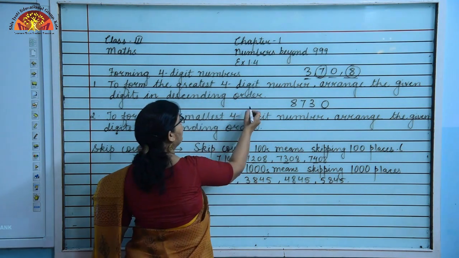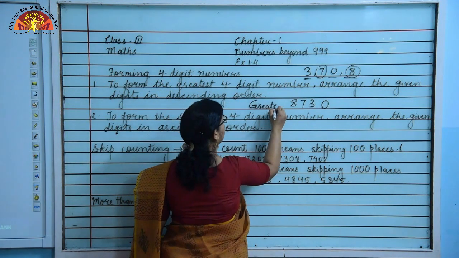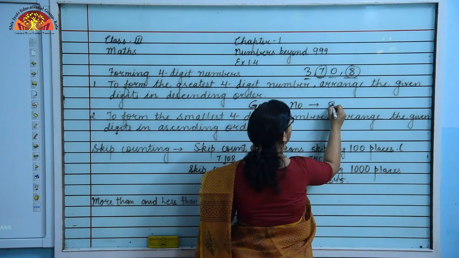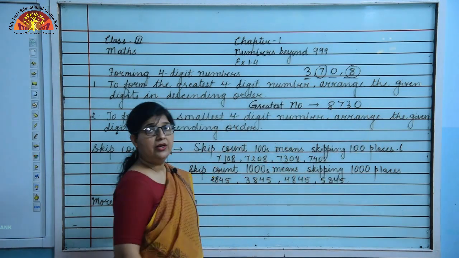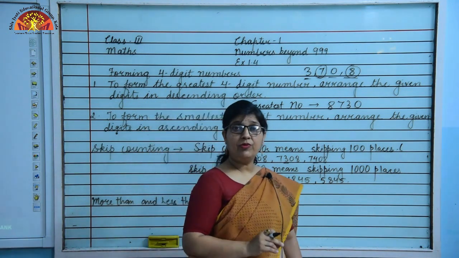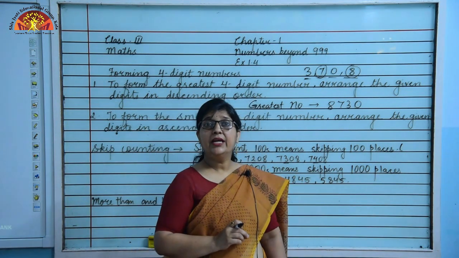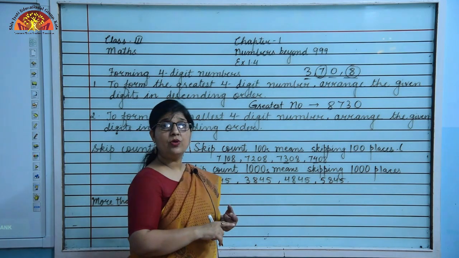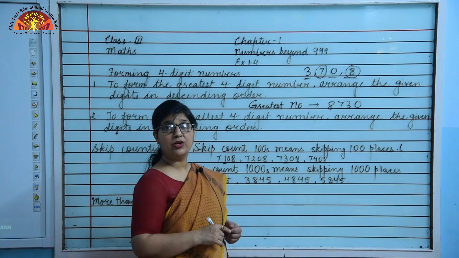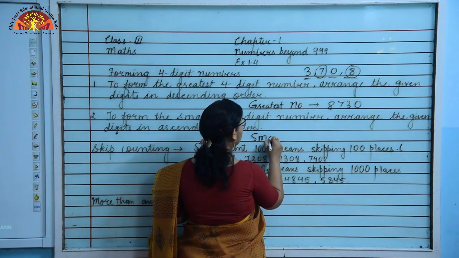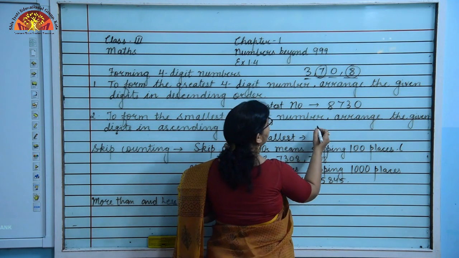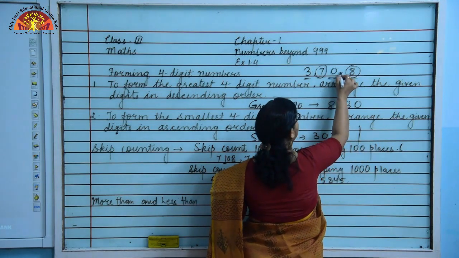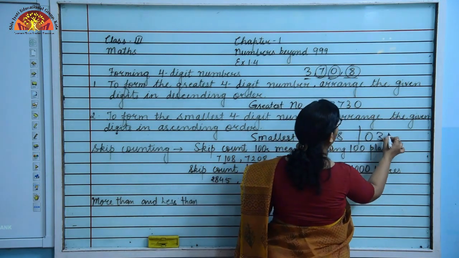So to form the greatest number, this is the greatest number of 4 digits, that is 8, 7, 3, 0. Now we want to find the smallest number. And to form the smallest number, what will we do? We will arrange these digits in ascending order, meaning smaller to greater. So the smallest number is 3078. Now we have here the smallest digit is 0 and then 3, then 7, then 8.